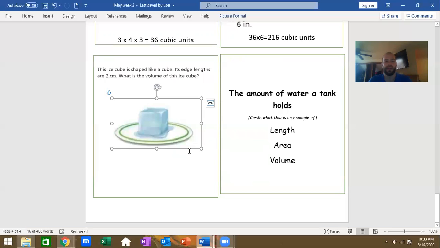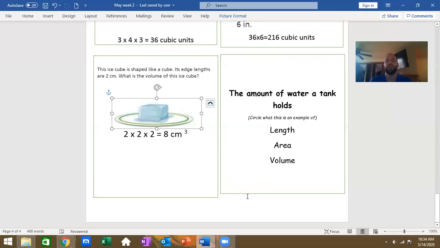What about this ice cube right here? The ice cube has sides of 2 by 2 by 2. So the base of the ice cube would be 2 by 2, which is 4 centimeters squared. And then, multiplied by the height, now it's three-dimensional, and that answer is 8 cubic centimeters. And then the amount of water a tank holds is not its length, and it's not its area. It's got to be the volume, right? Because it's how much it holds.